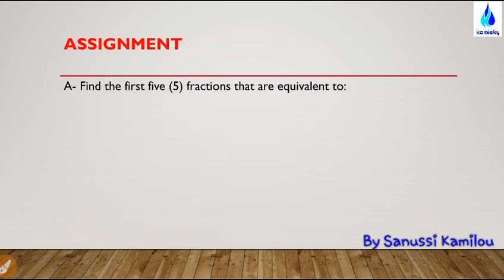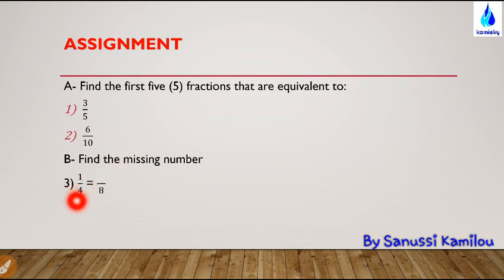Question number 1A. Find the first 5 fractions that are equivalent to 3 out of 5, 6 out of 10. Find the missing number. Look at this one. I was writing an equivalent fraction, a fraction that is equal to 1 out of 4, and I got 8 at the bottom, meaning I multiplied the 4 by something before I get this. So as we said earlier, we should multiply the top also by the same number. So what do you think will be at the top? Start work. Do the same thing for question 4 and question 5.